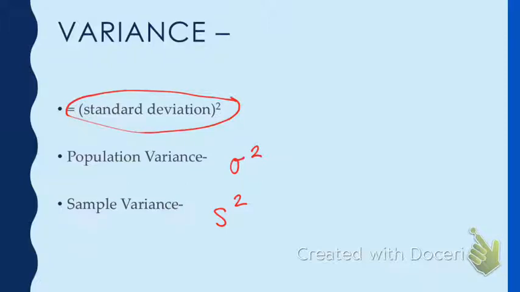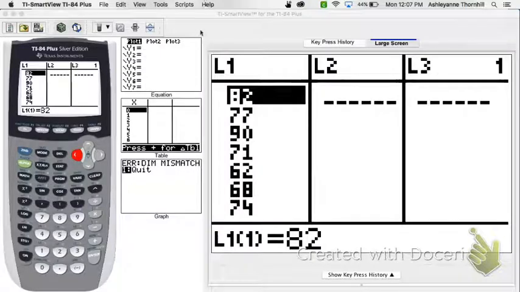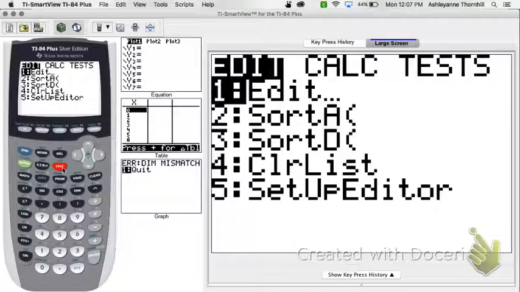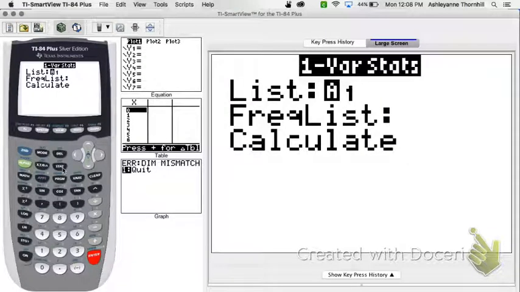So the last thing we'll do before lunch is we're actually going to calculate range, standard deviation, and variance on a set of data in our calculator. So what we will do is take these students' scores and we will put them into our list 1 in the calculator. From here, if I want to calculate the things that I need, I'm going to hit stat, calc, enter. Keep this as list 1, nothing under frequency list, and then hit calculate.